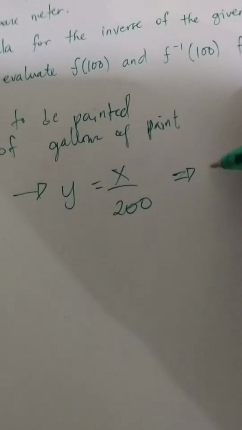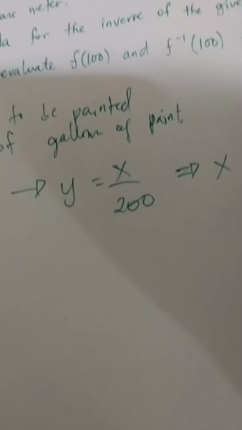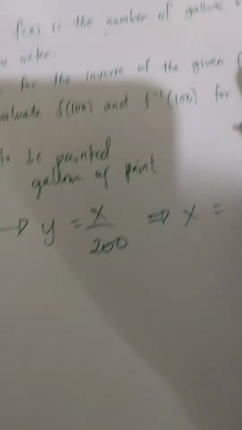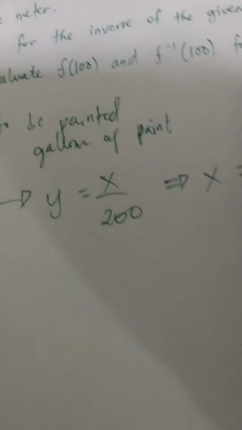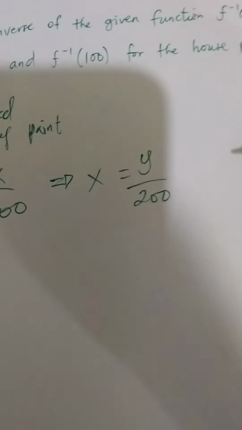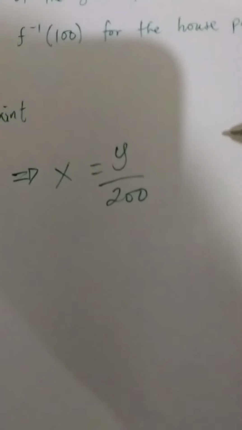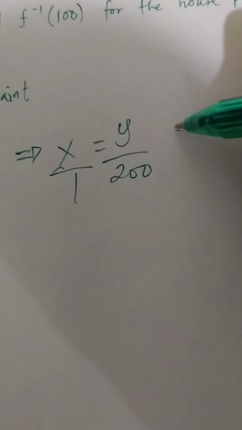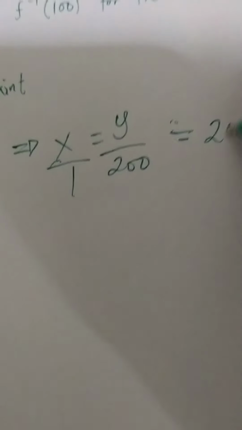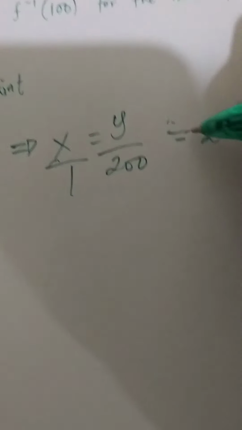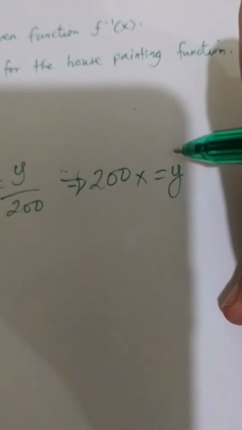So this y will become x, and x on the numerator will be y over 200. Then let us solve for y. To solve for y, we have to isolate y on the right side. Therefore, we can cross multiply this. x over 1, so x times 200 is 200x. Okay, that is equal to y. Therefore, this will be our inverse function.